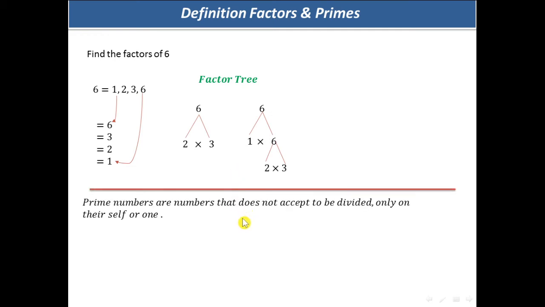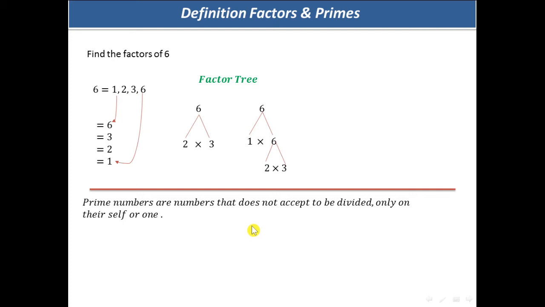What are the prime numbers? These are the prime numbers, 2 and 3 and 1. What about them? They accept to be divided by themselves, like 2 over 2 equals 1, or divided by 1, 2 over 1 equals 2. Otherwise, no, they will give me something else.